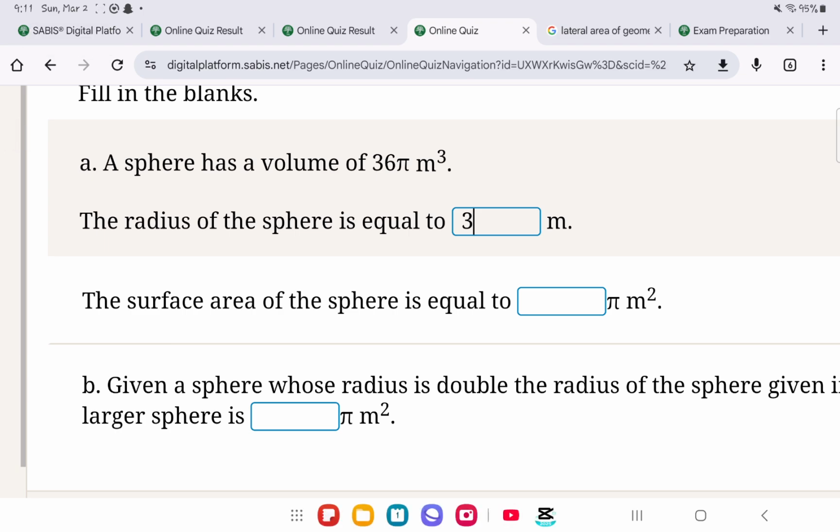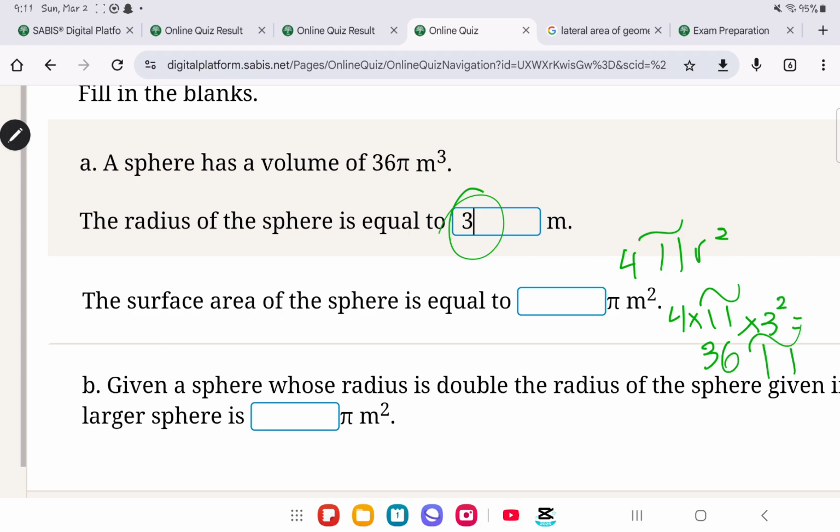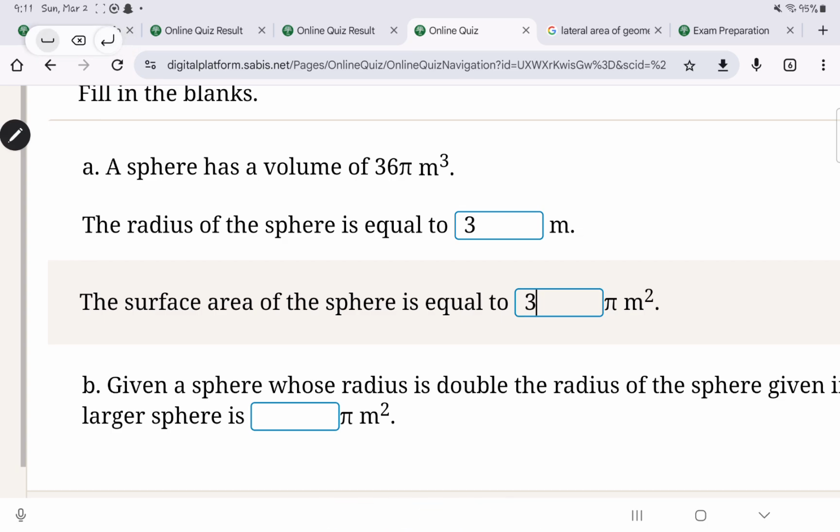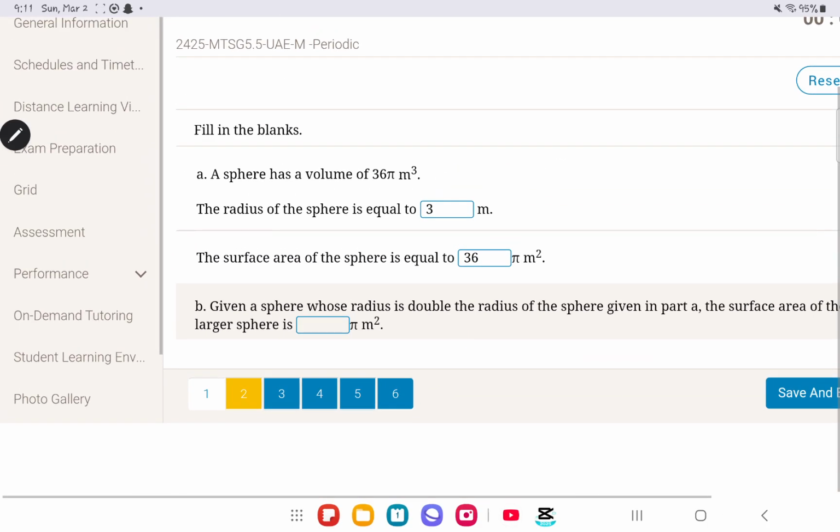Now we move on to the surface area of the sphere. The surface area of any sphere is 4 pi r squared. Okay, we have the radius, so we can find it. It's 4 times pi times 3 squared. Put it on the calculator, and you are going to get 36 pi. We move on to part B.